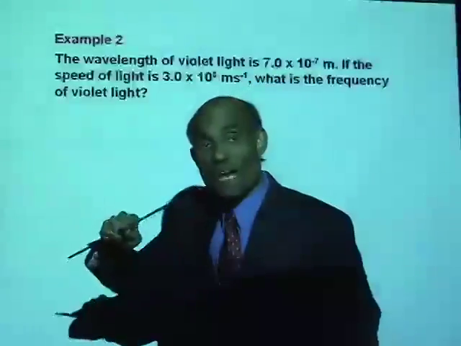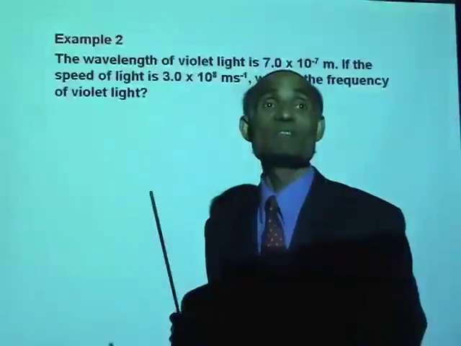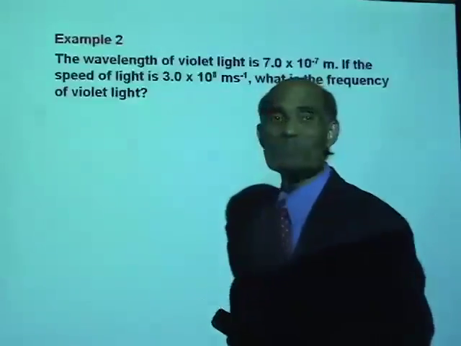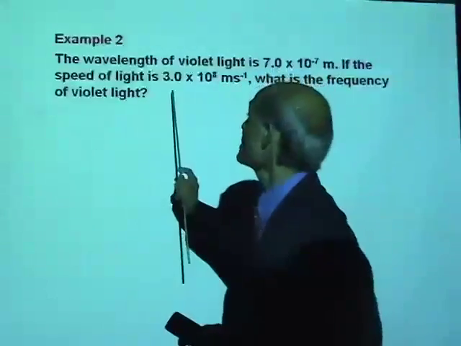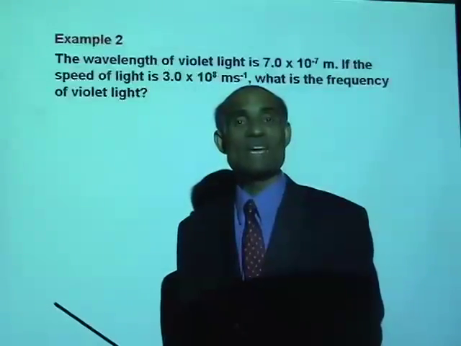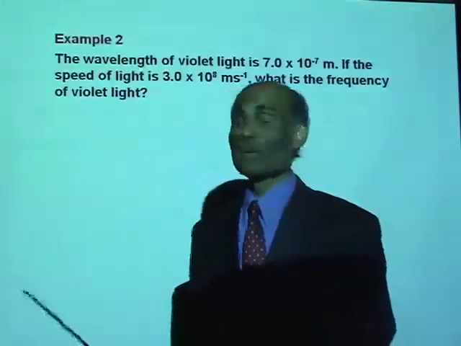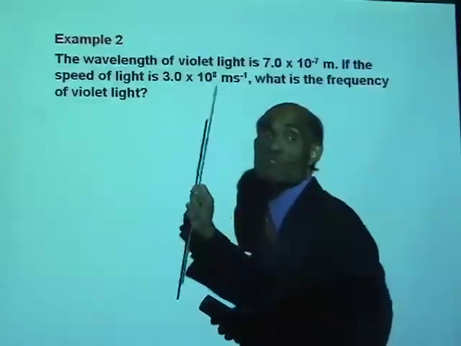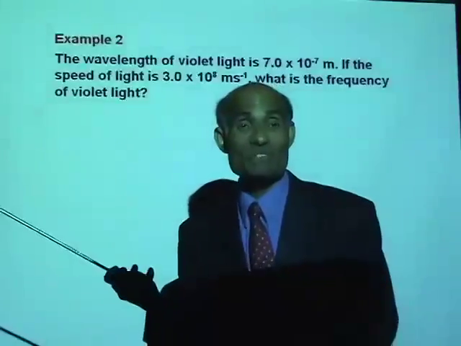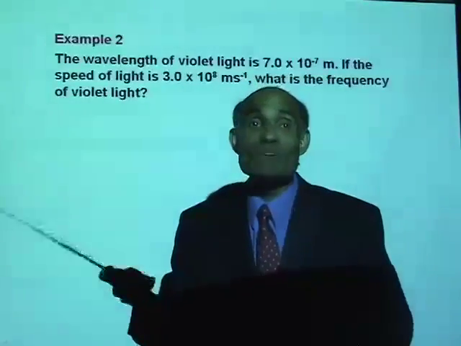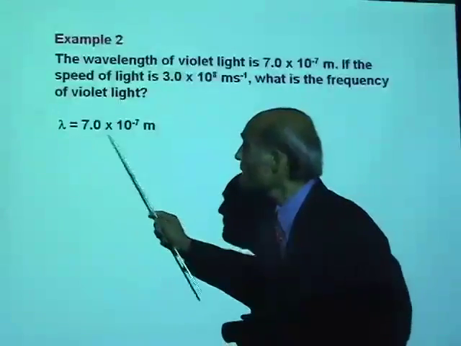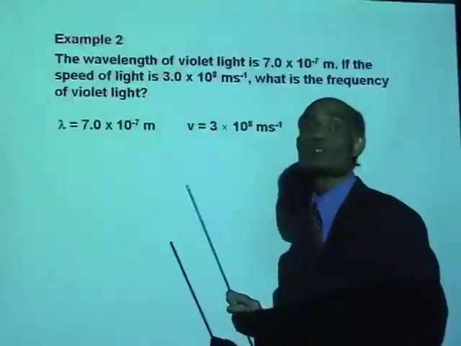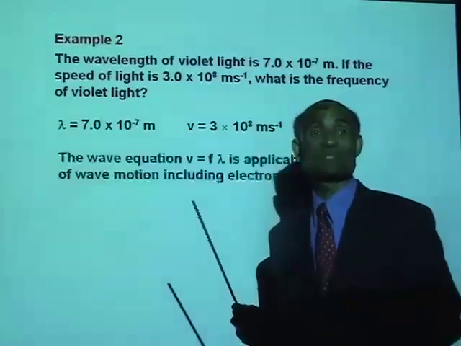All colors travel with the same speed in vacuum, and that speed is 3 times 10 to the power of 8. Speed of light is a constant, and its value is 3 times 10 to the 8 meter per second. Now, the wavelength of violet light is given. The speed we know, therefore we can find the frequency. All we need to do is use the wave equation. So, lambda is 7 times 10 to the negative 7 meter. Speed of the wave is 3 times 10 to the 8 meter per second.